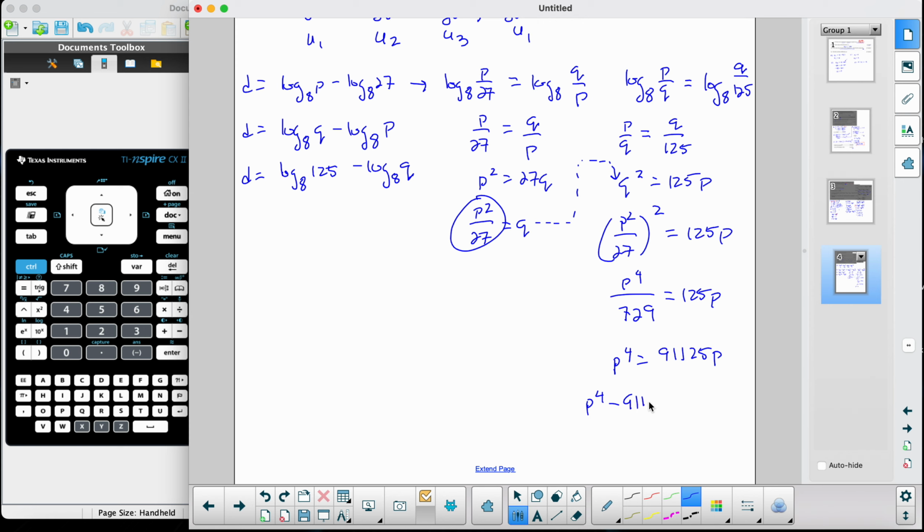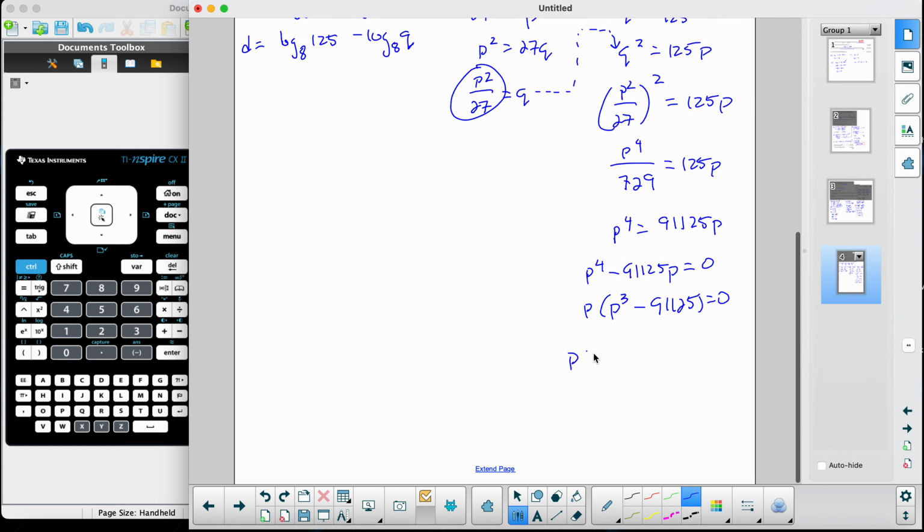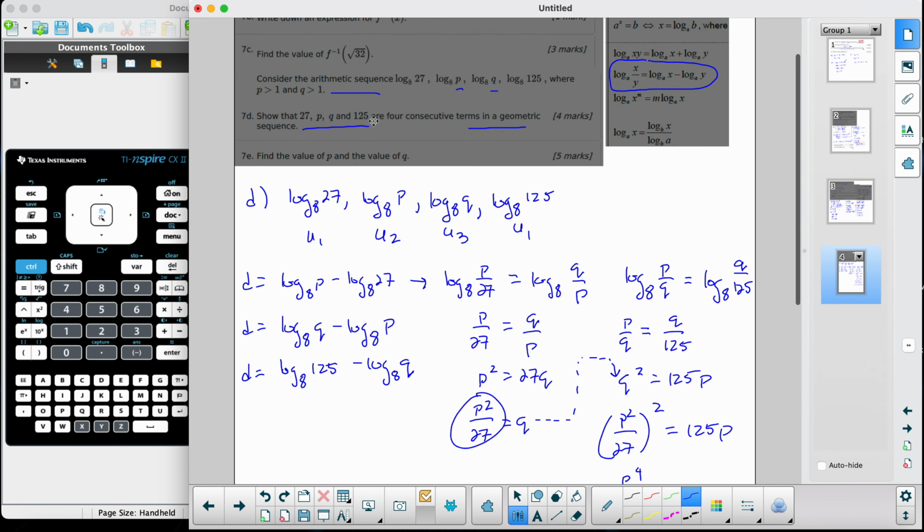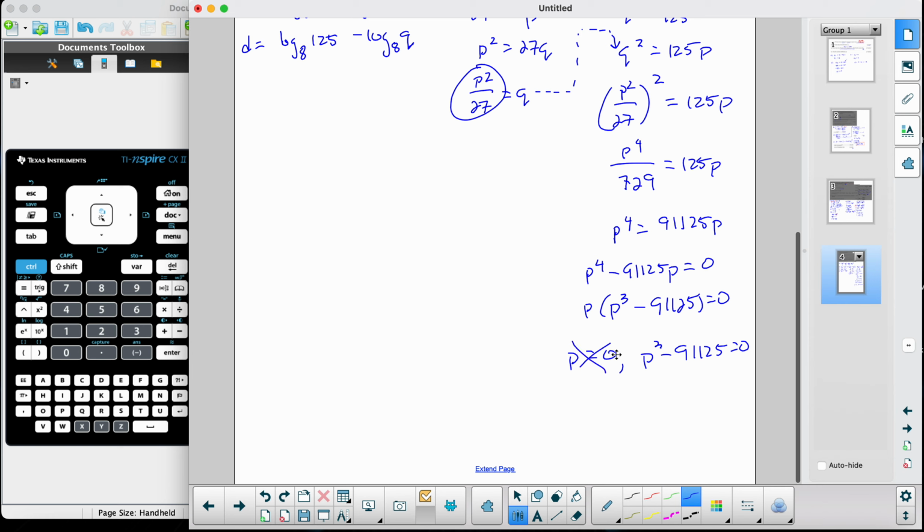Minus 91125P equals 0. I'm going to factor out a P. I get P cubed minus 91125 equals 0, which allows me to set them both equal to 0. P equals 0, P cubed minus 91125 equals 0. And I'm going to scroll back up to see if there's restrictions, right? Both P and Q are greater than 1, so that means P can't be 0.